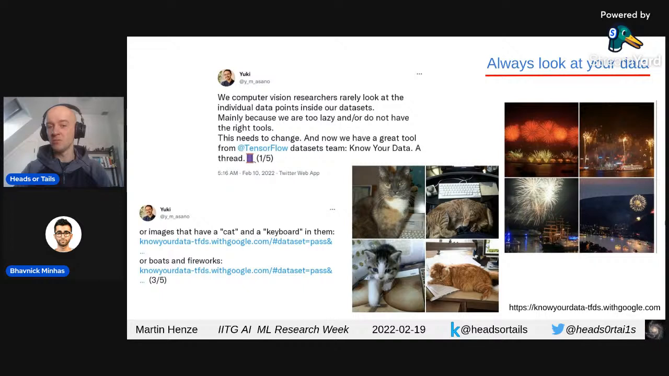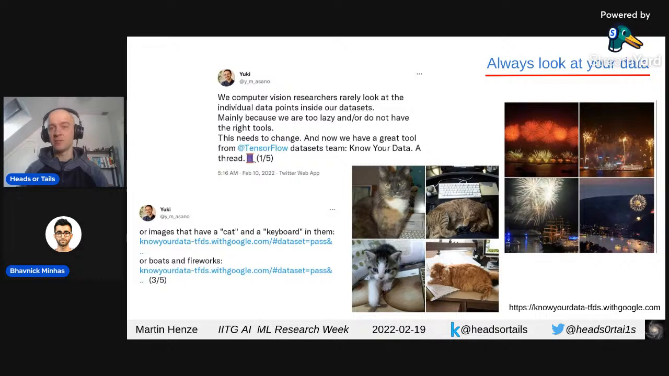Looking at your pictures also immediately shows you that there are certain angles to the cat pictures. Fireworks are obviously taken at night. That's not a big surprise. But it will tell you something about the pattern that the model looks for when it identifies fireworks. So there's really no excuse for anyone not to look at their data.